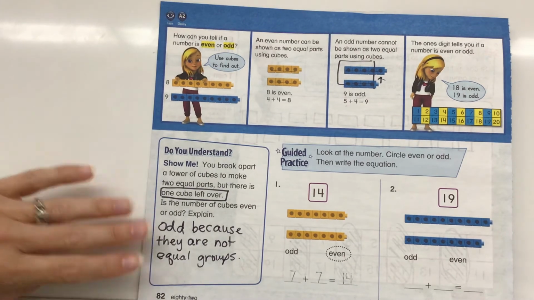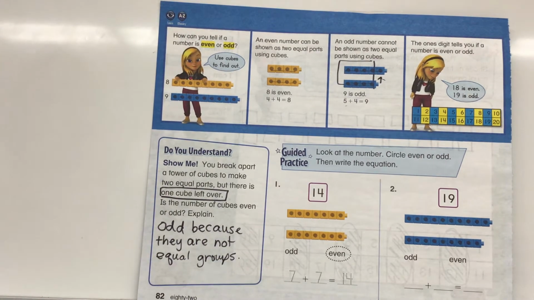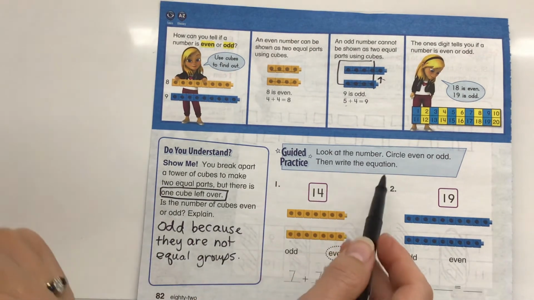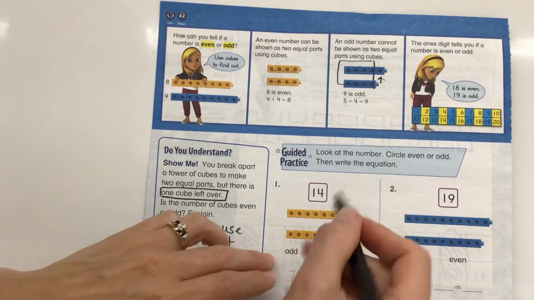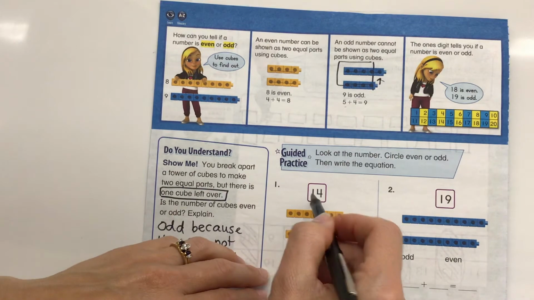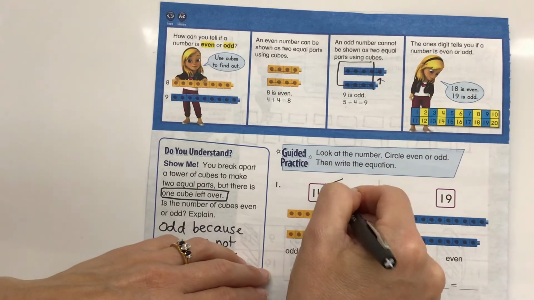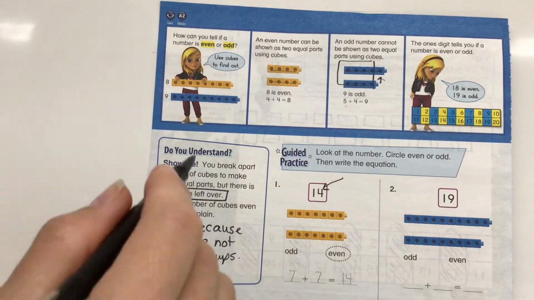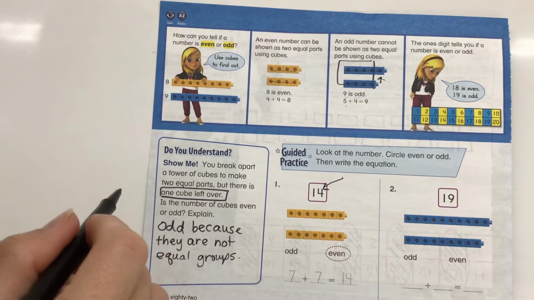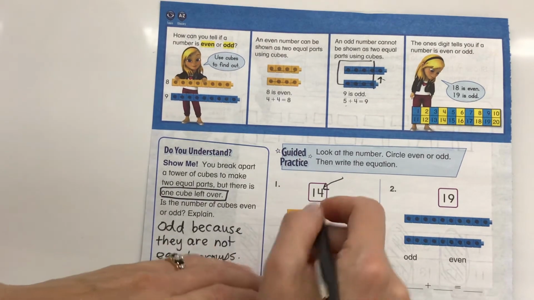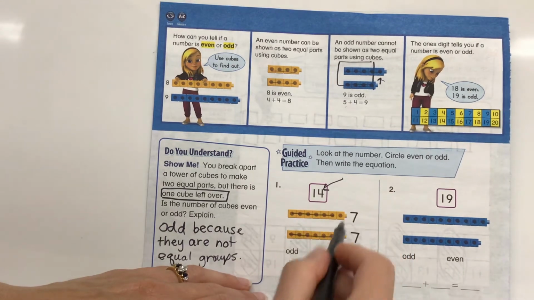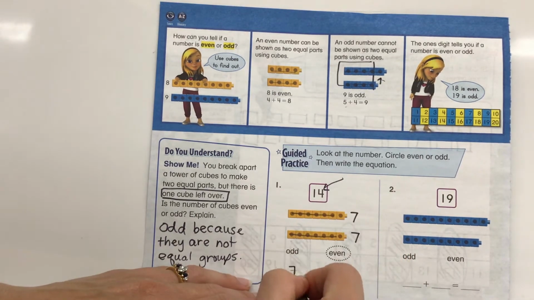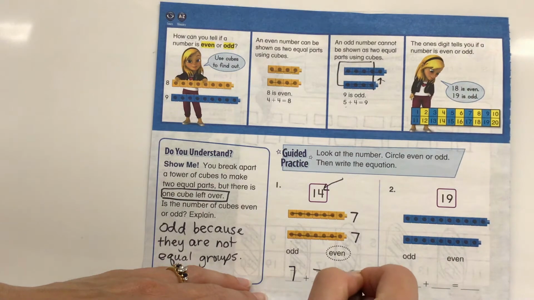But this way, we can at least have it written down so it can help you understand. All right, look at the number, circle even or odd, then write the equation. So I can tell just by looking at this is 14. We know that 2, 4, 6, 8, and 0 in the ones place definitely makes it an even number. But I know this is 7 plus 7, the same. It's equal amounts. So I know that 7 plus 7 is going to be 14.